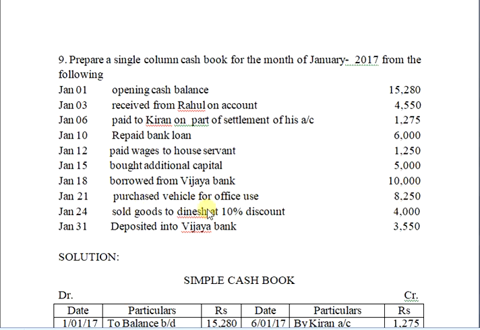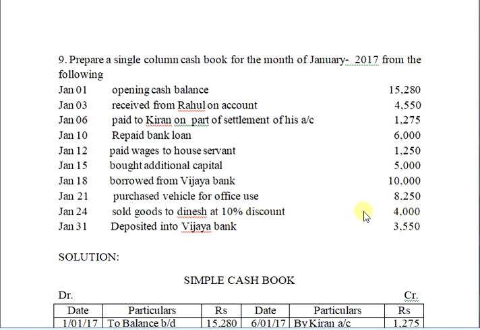Jan 21st, purchased vehicle for office use 8,250. We are purchasing the vehicle for which use? For office use. When we purchase a vehicle for office use, we are using it for the office, so it is treated as a business expense. Our cash balance decreases. So it should be considered under which side? Under the credit side.